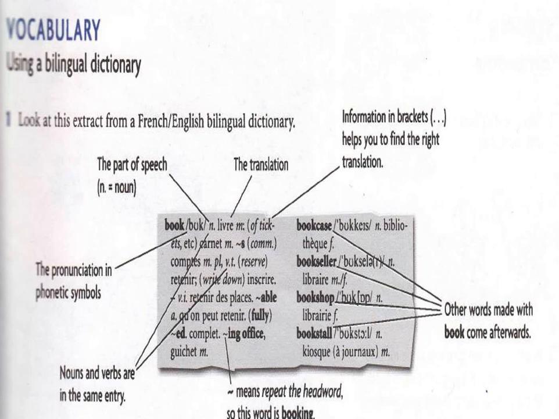Vocabulary: using a bilingual dictionary. Bilingual means ثنائي اللغة. كيفية استخدام القاموس الثنائي اللغة. Look at this extract from a French-English bilingual dictionary. هذا صورة عن قاموس إنجليزي فرنسي. Okay. Here we have the N dot. هذا مختصر noun. When you see this in a dictionary, it means the part of speech and equals the word noun.